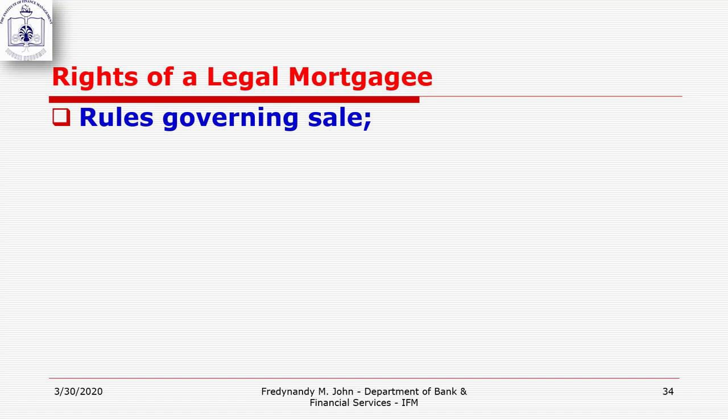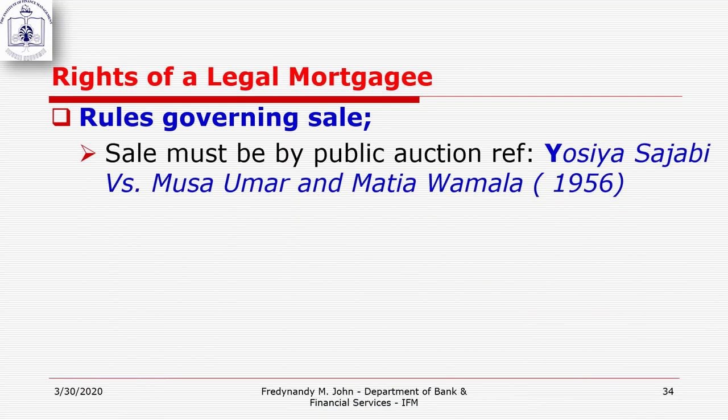The next right: there are some rules governing the sale of that property. Number one, the selling of the mortgaged property must be by public auction. This again is very, very important. You cannot do this in secret.